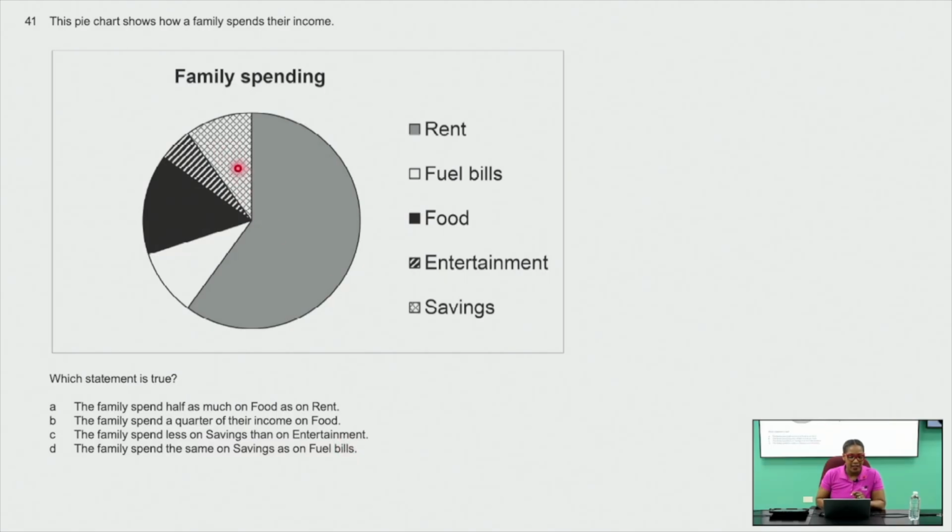Let's look at saving. Let's look at entertainment. Is that statement true? Less on saving? No. They actually save more than they entertain. Excellent. The last one says the family spends the same on savings as on fuel bills. Let us go back to fuel. Is the white section, and saving is this section. This pretty much looks the same.